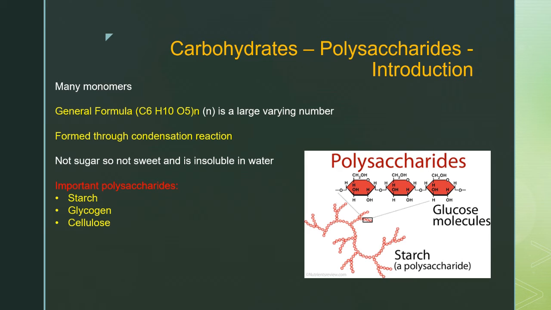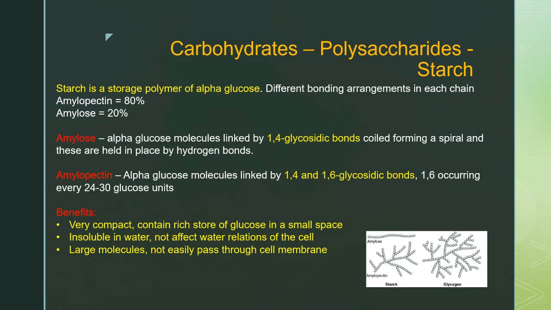And if you remember back, glucose is very important in making these up, between alpha and beta. So find out the difference now, because we'll move on to starch. Starch is a storage polymer of alpha glucose, and amylopectin and amylose are two types, with amylopectin being 80% of starch and amylose 20%.